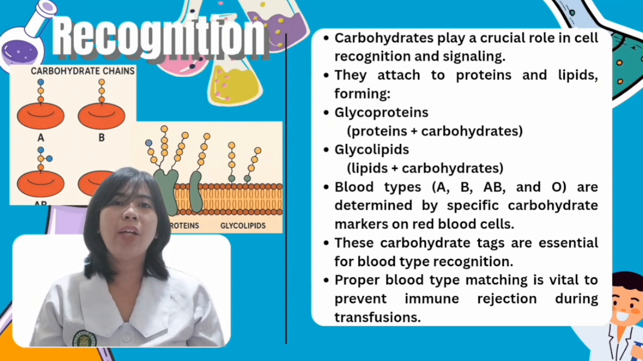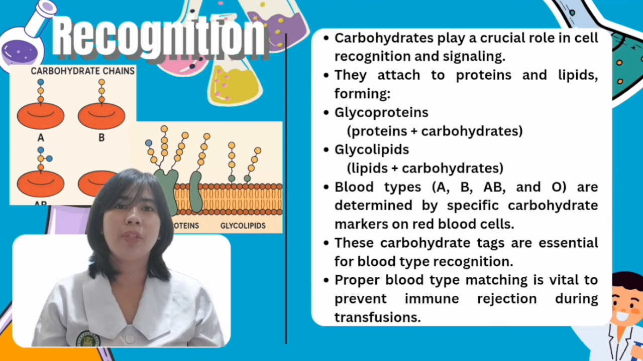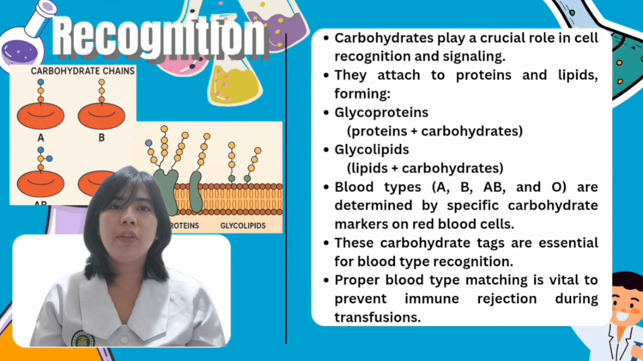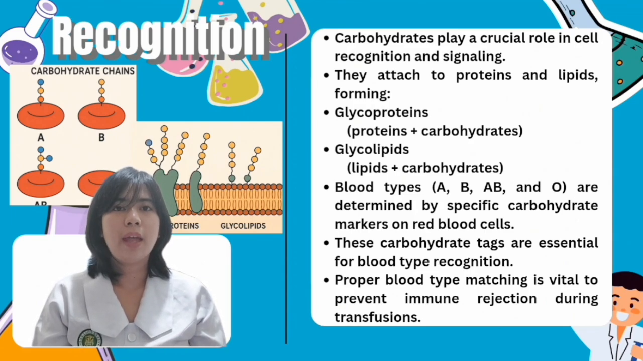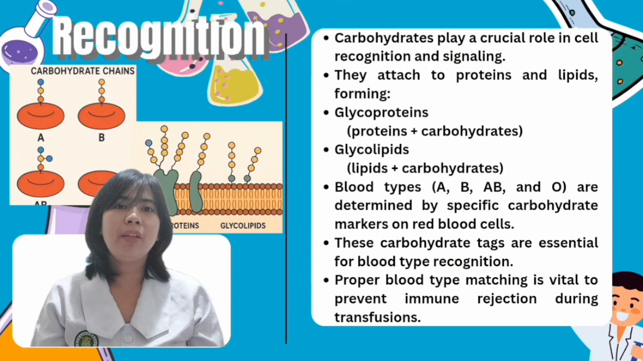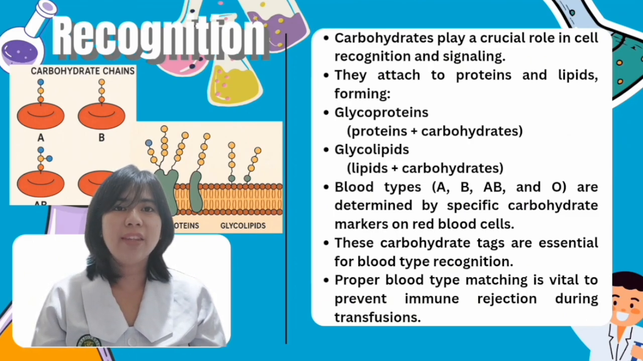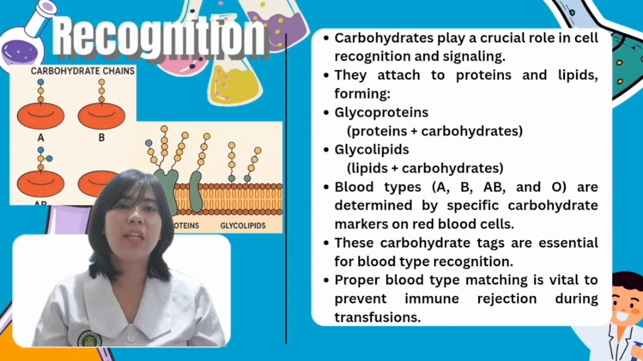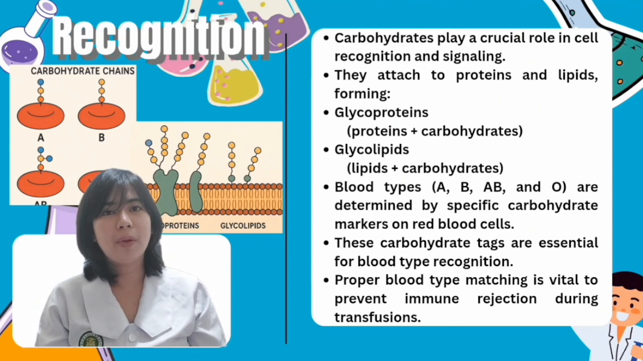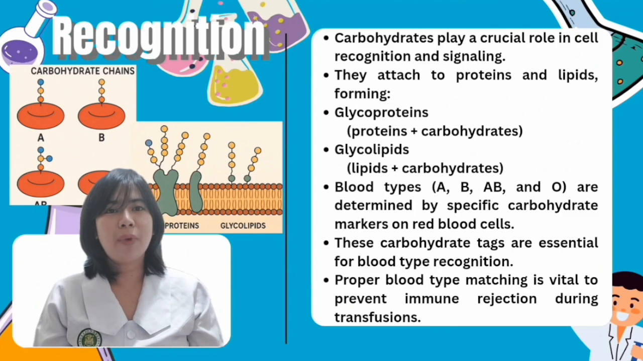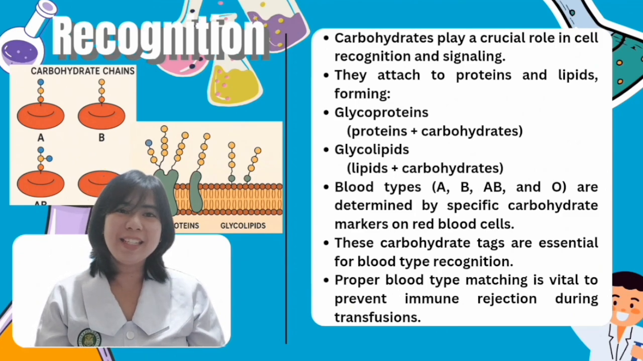To recap, carbohydrates help with cell recognition and communication. They appear as glycoproteins and glycolipids on the cell surface. They determine your blood type by the specific sugar chains they display. And they're vital for making sure blood donations are safe and compatible. So next time you hear the word carbohydrates, remember, they're not just in bread and rice. They're part of your body's most sophisticated ID system.